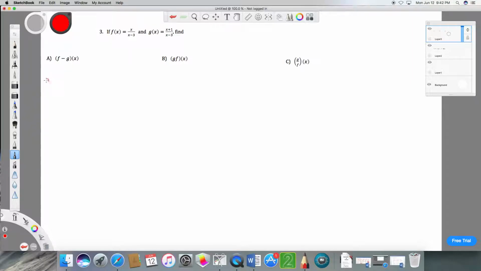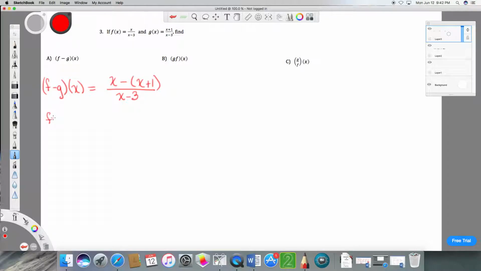So fortunately, for these rational functions, it's going to be a lot easier on us because they have the same denominator. Each of the denominators is x minus 3. So for subtracting these, I know I can write this underneath the denominator x minus 3, and I can take x, which is the numerator of f, and subtract the numerator of g.